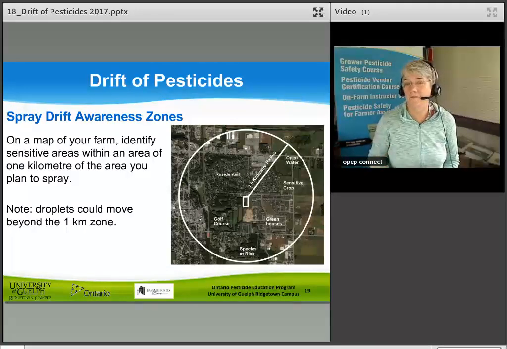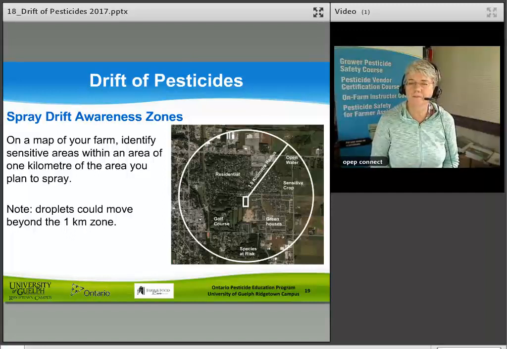Drift awareness. Mark spray drift awareness zones on a map of your farm. Quickly identify sensitive areas within 1 kilometer of the area you plan to spray. So do this ahead of time and think through how your farm is situated next to other things. In this case, we can see there's a residential area, a golf course, a sensitive crop, open water, and species at risk. All things that you need to be thinking about that's surrounding you.